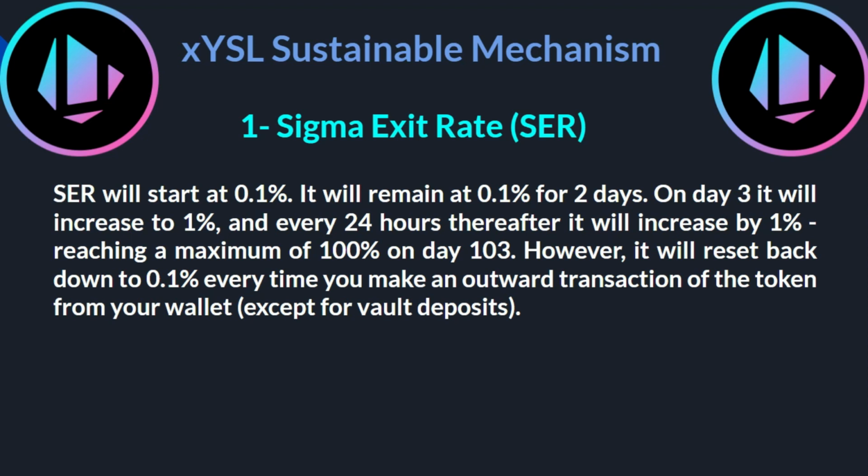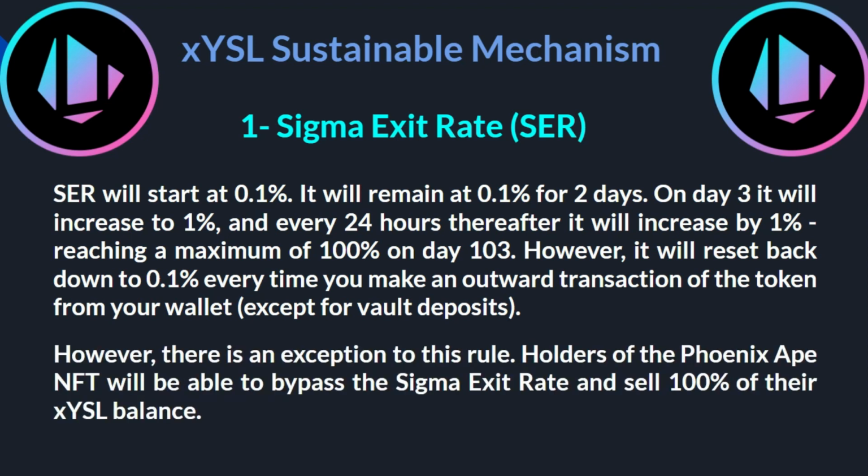So for example, if you migrate your xYSL from V1 to V2, you cannot dump it immediately. There is a great arbitrage there, but you cannot dump it immediately. Also, if you buy it from xYSL.io V2, you cannot dump it. For 2 days, you can only sell 0.1%, and then on day 3, it is going to be increased. But to be able to sell your 100% is only on day 103. So people are obliged to hold xYSL, not just to come and dump it.